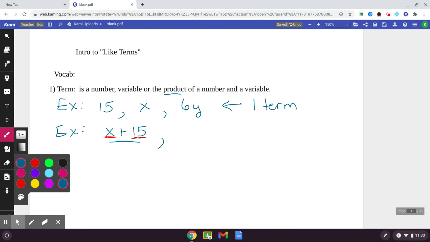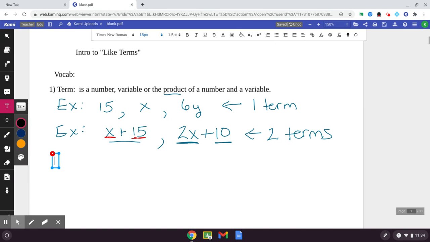Okay, another example of two terms would be like 2x plus 10. This is one term because it's the product of a number and a variable. So that's one term. 10 is just a number, so that's another term. As soon as you put addition or subtraction between the two, that's what separates it into an expression that has two terms.